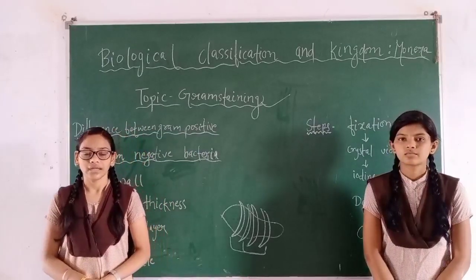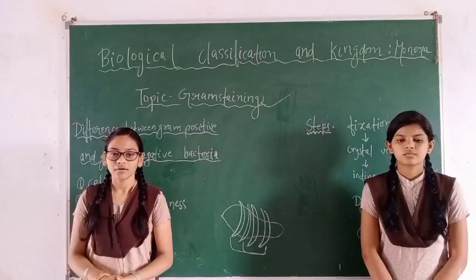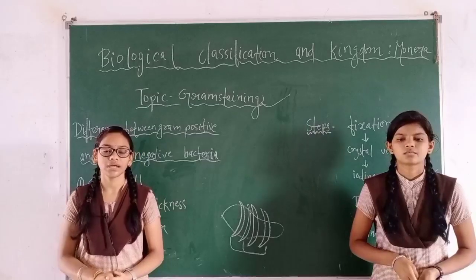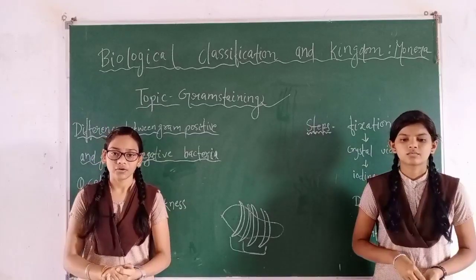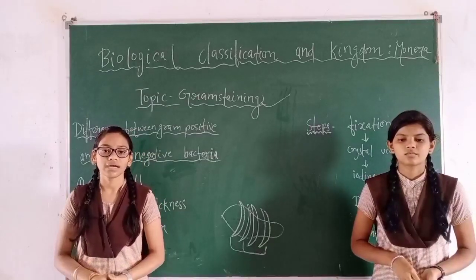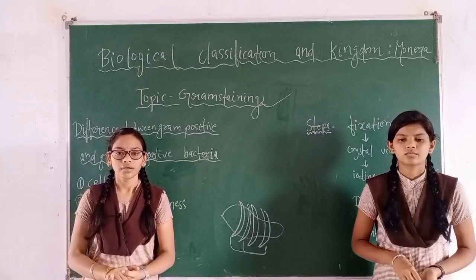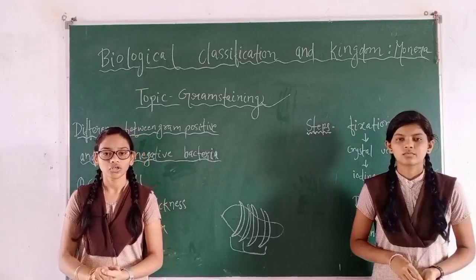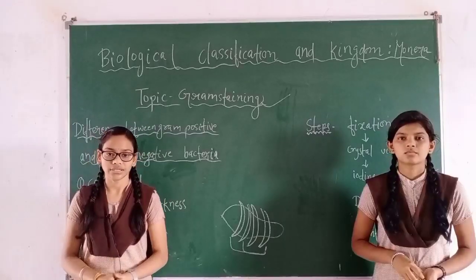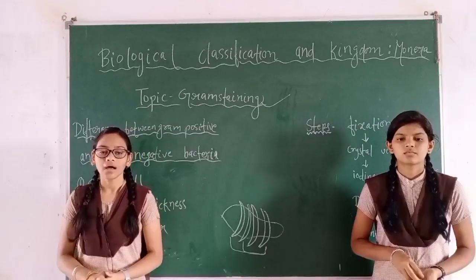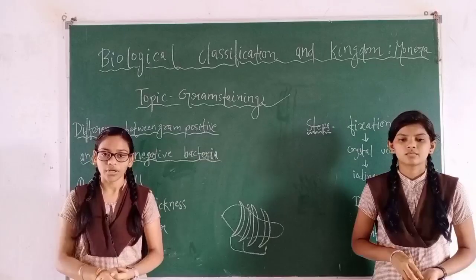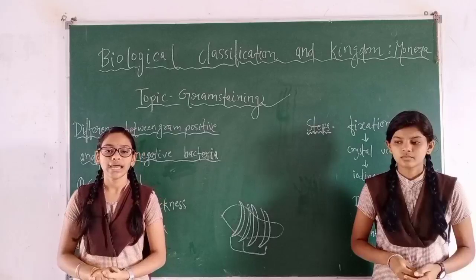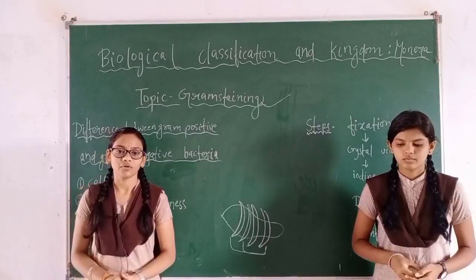Now, lipid content. Lipid is a fluid substance. In gram-positive bacteria, lipid content is very low, whereas in gram-negative bacteria, it is found at 20 to 30%. Now, toxin. Toxin is a poison. In gram-positive bacteria, exotoxin is found, whereas in gram-negative bacteria, both exotoxin and endotoxin are found.